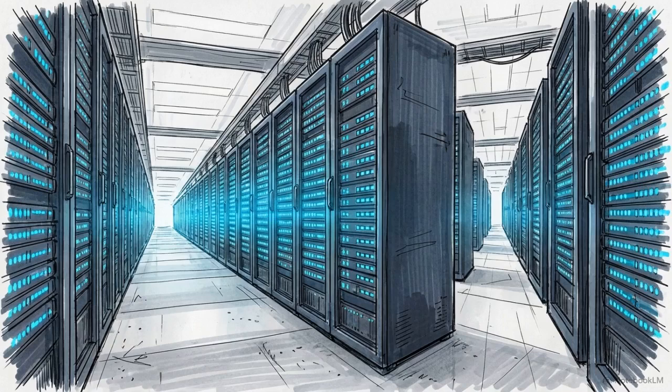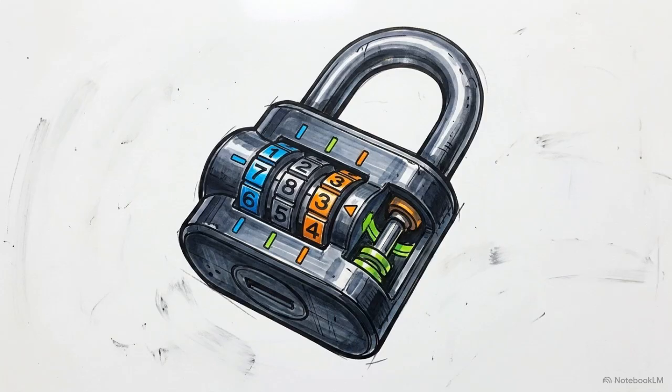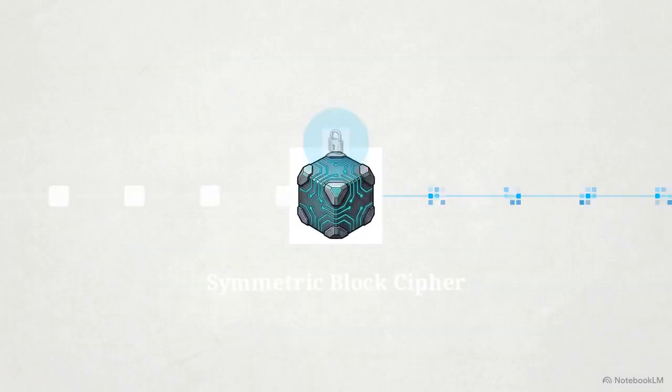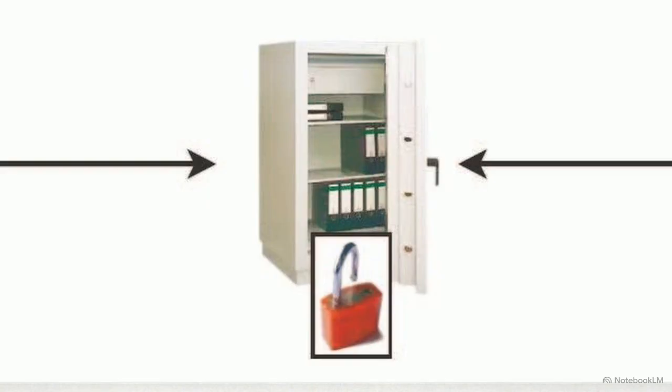When we need to securely encrypt large volumes of data, like a streaming video or a database backup, we rely on symmetric block ciphers, like AES or triple DES. They are the standard for high-speed confidentiality, engineered for maximum data throughput. But these systems operate on a strict mechanical constraint.